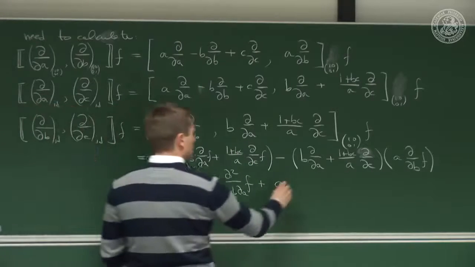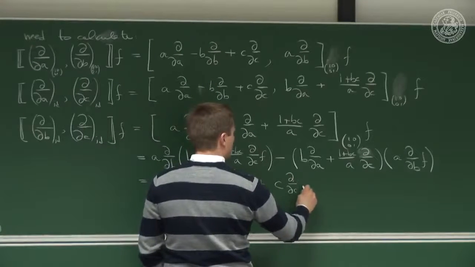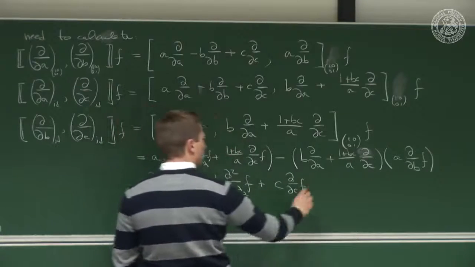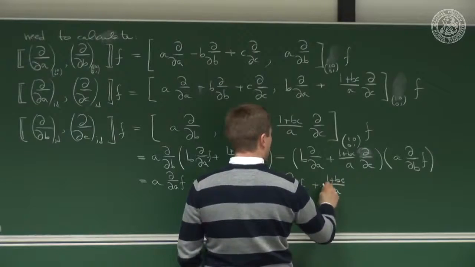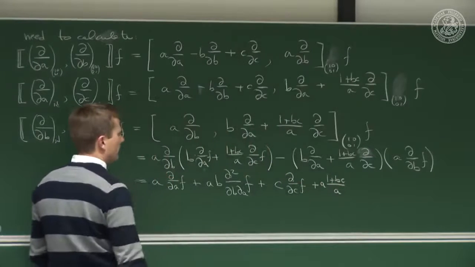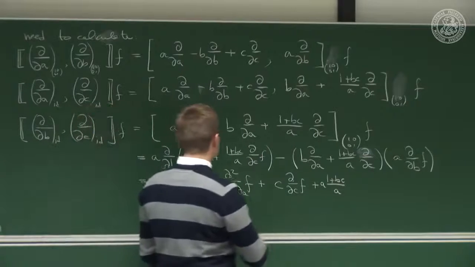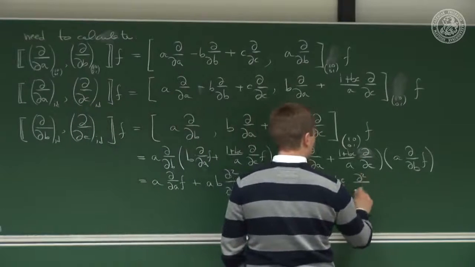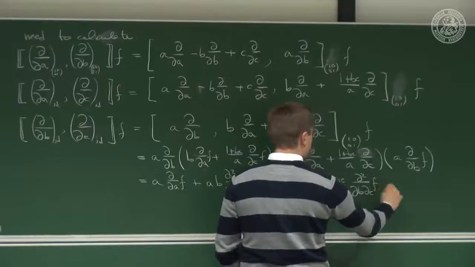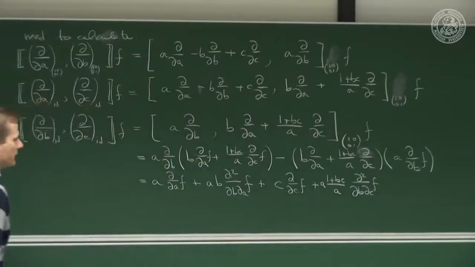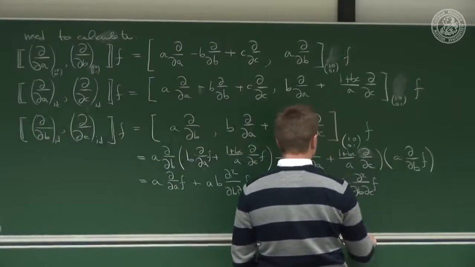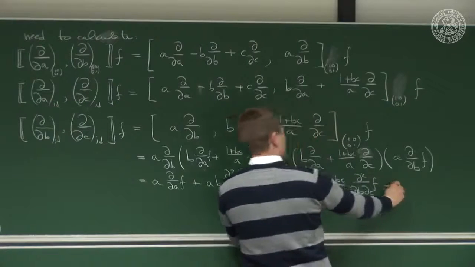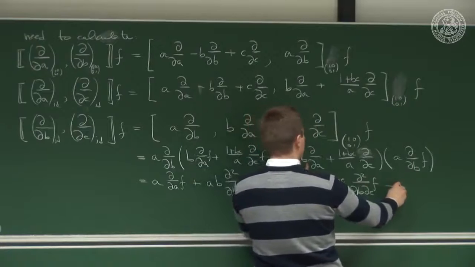That's right. A c, and then d by dc f. But now product rule, we have a term 1 plus bc over a times a from here. And now the second derivative, del 2, del b, del c acting on f. So that's the first part of the bracket. And here the same procedure, of course, applies. It's the minus from here. Then you have the b.